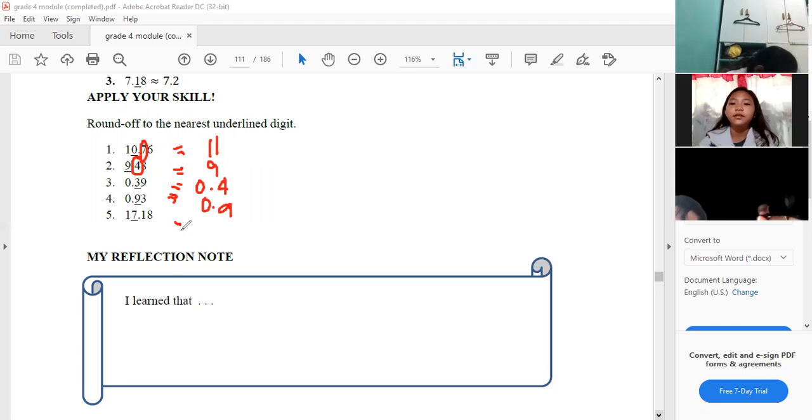We have 17.18 or 17 and 18 hundredths. So 7, ang katabi niya is 1. So are we going to round up or down? Down. So magiging 17 lang po siya. Nakuha? Yes po, sir.